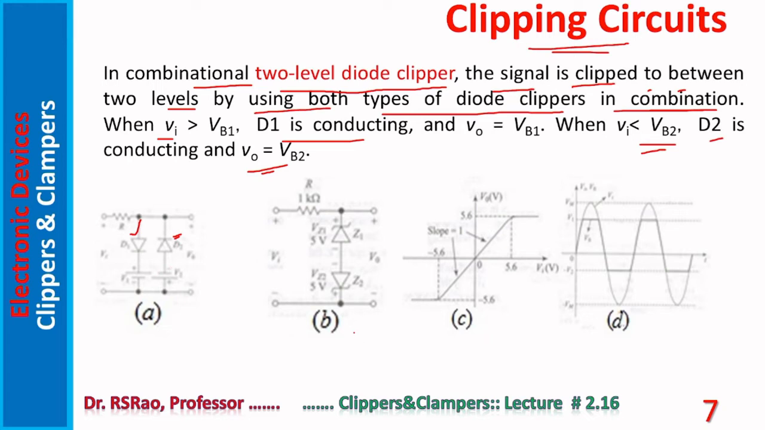In A is shown a two-level diode clipper that employs ordinary diodes. In B is shown two-level diode clipper employing two Zener diodes. In A, it is having diodes parallel. In B, diodes are series. The transfer characteristic of these diodes are shown here. In C, input and output waveforms are shown in D.